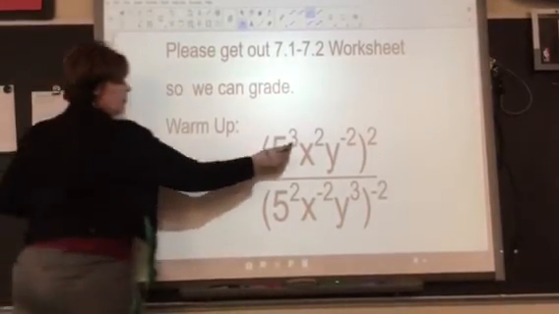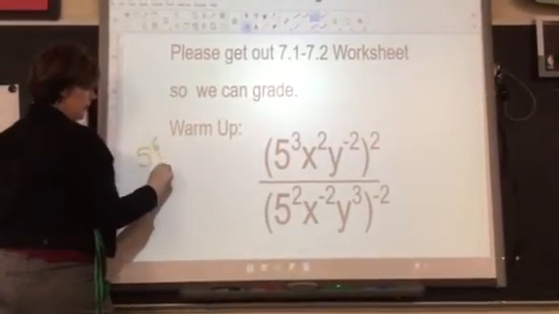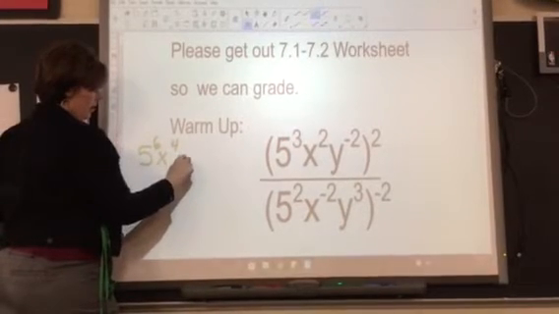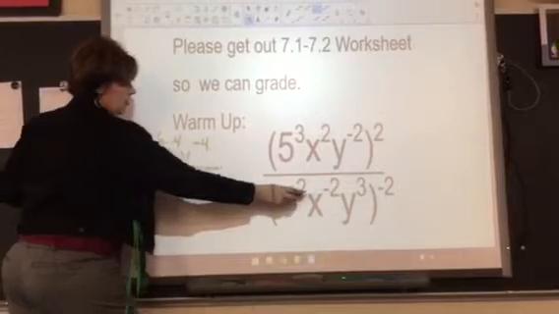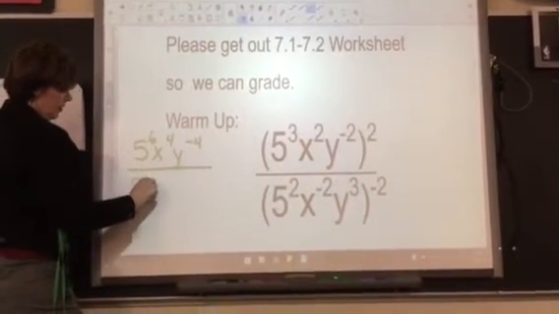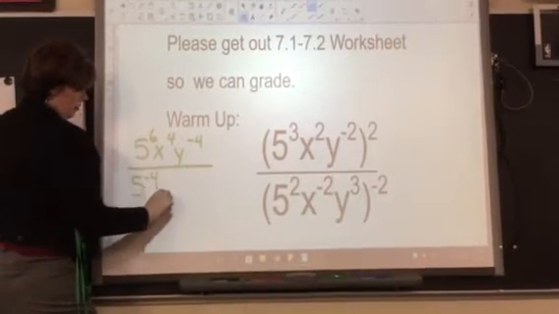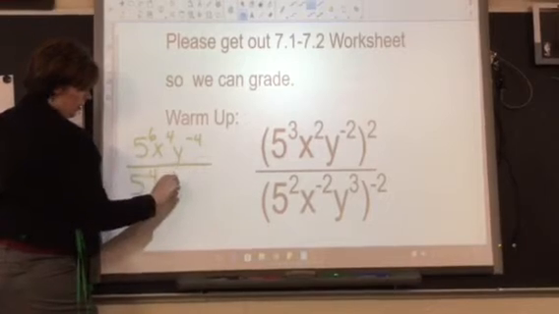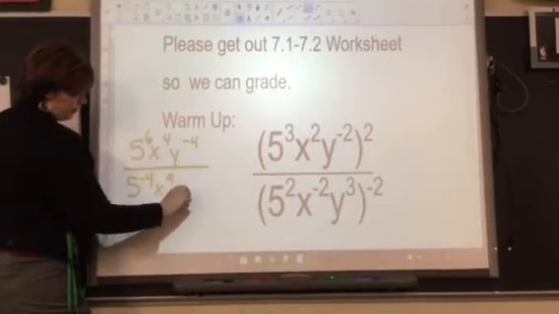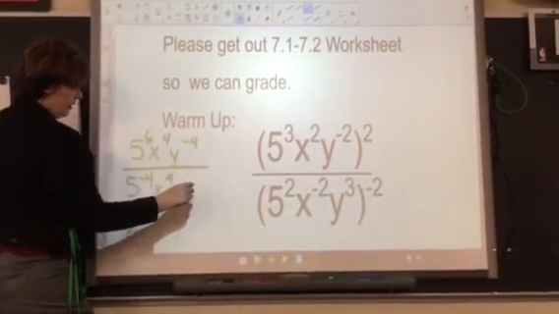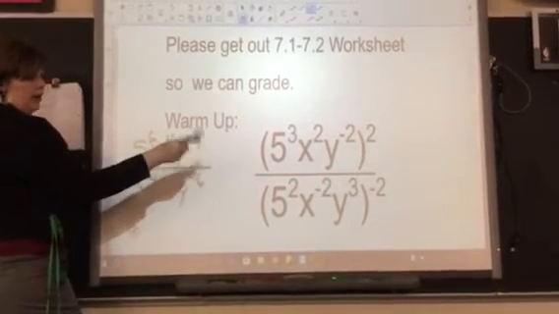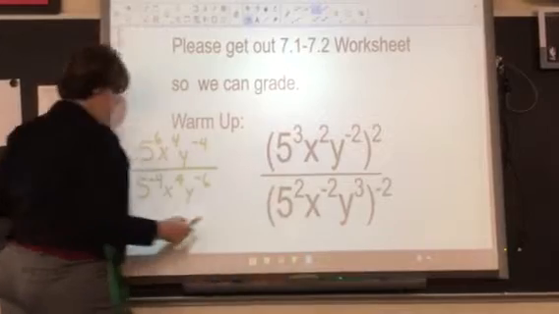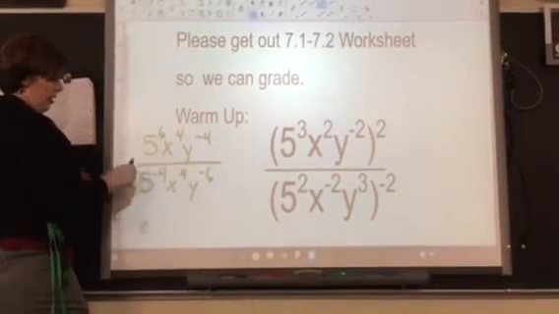5, distribute. 3 times 2 is 6. X times 2 is 4. Negative 2 times 2 is negative 4. Over, 2 times a negative 2 is negative 4. A negative 2 times a negative 2 is a positive 4. And 3 times negative 2 is negative 6. When I wrote the problem out, I left this x as a positive exponent. That's why. So I think you're actually right.